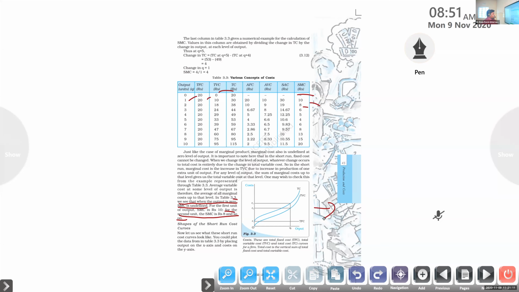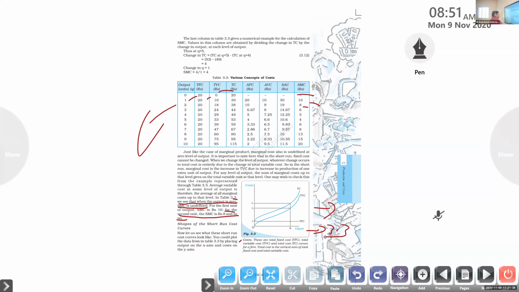There are a number of different types of curves. Here, different cost curves are there. Now let us see what these short-run cost curves look like. You could plot the data from table 3.3. So this data we are going to plot on the graph paper. Here you can see the graph of 3.3.